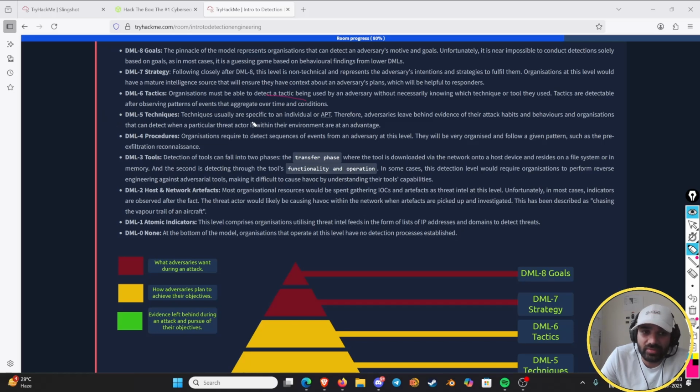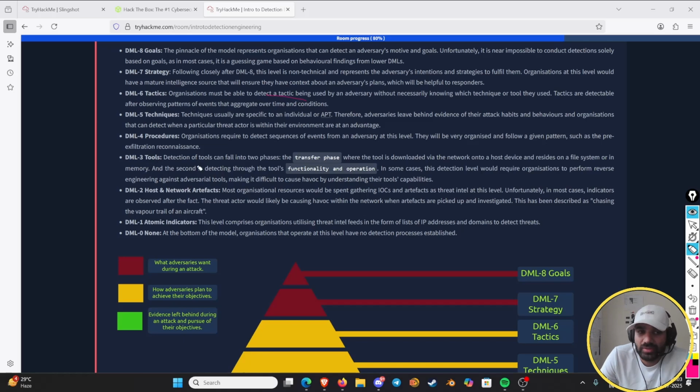5, techniques. Techniques are usually specific to an individual or APT. Therefore, adversaries leave behind evidence of their attack habits and behavior, and organizations that can detect when a particular threat actor is in their environment are at an advantage. 4, procedures. An organization is required to detect a sequence of events from an adversary at this level. They will be organized and follow a given pattern, such as pre-exfiltration reconnaissance.